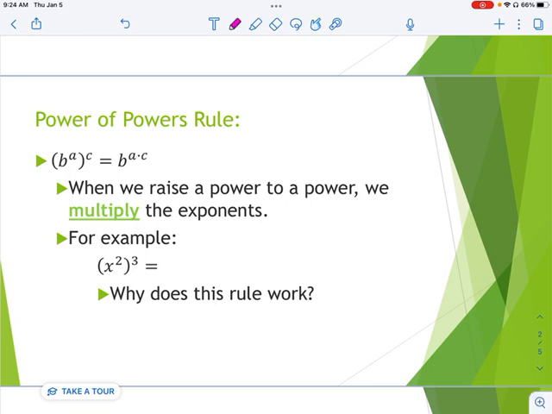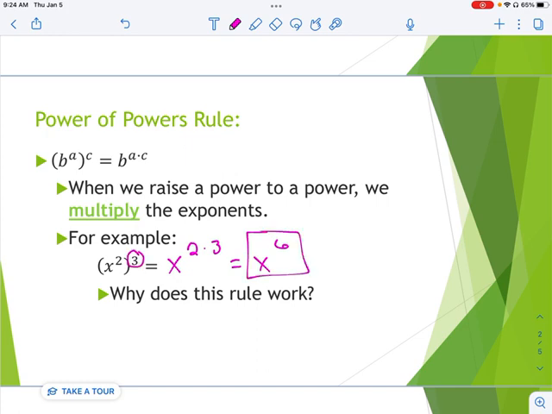So for example, I have x squared, and then I'm going to raise that to the third power. So now that becomes x to the 2 times 3, which is x to the 6th. Now the question is, why does this rule work?